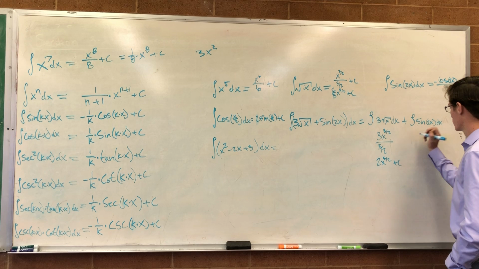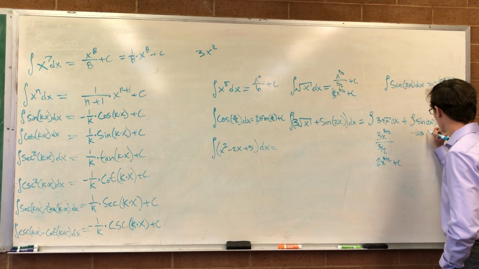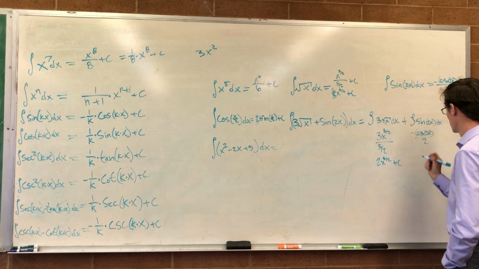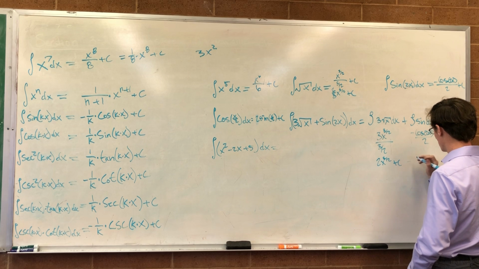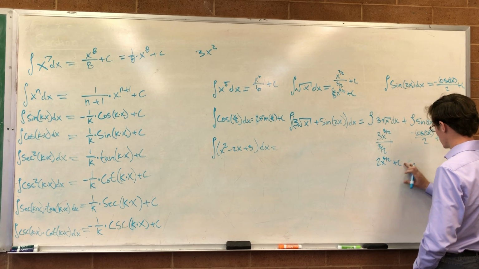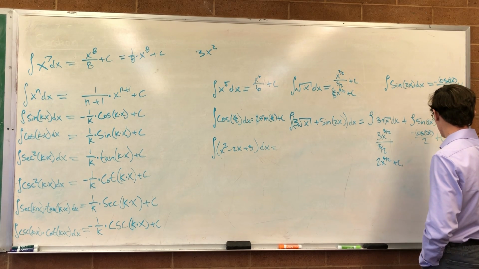And then this one is negative cosine of 2x over 2, plus a constant. Now, you call one constant C sub 1 and call the other constant C sub 2, because they're not the same constant.